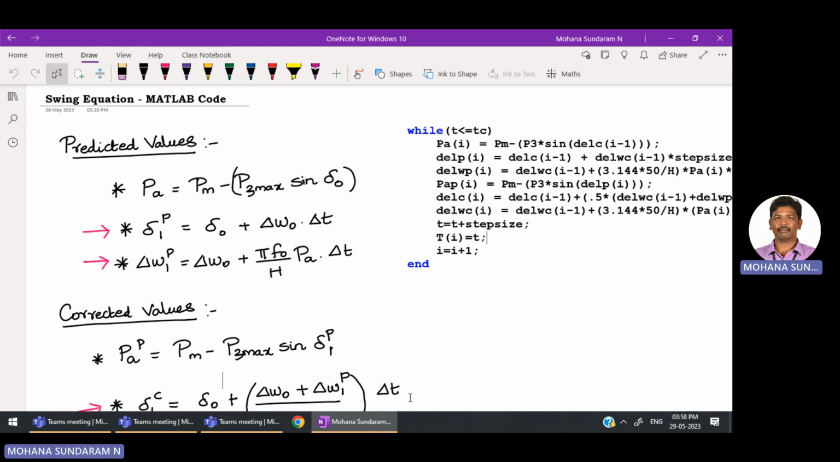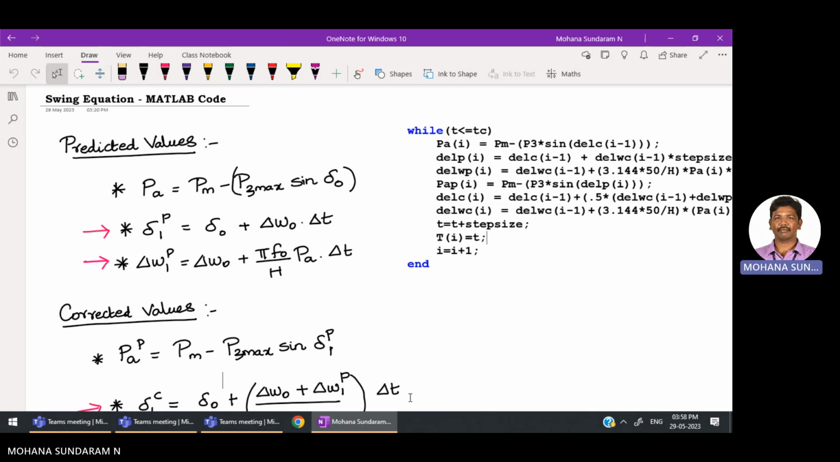So if you already have an idea about that modified Euler's method of solving a swing equation using predicted and corrected methods, then it is fine. Else, please have a look at those videos and understand the procedure and the methodology involved, and then come back to this video so that you will have a better understanding of writing the code. And writing code also will be very, very simple.